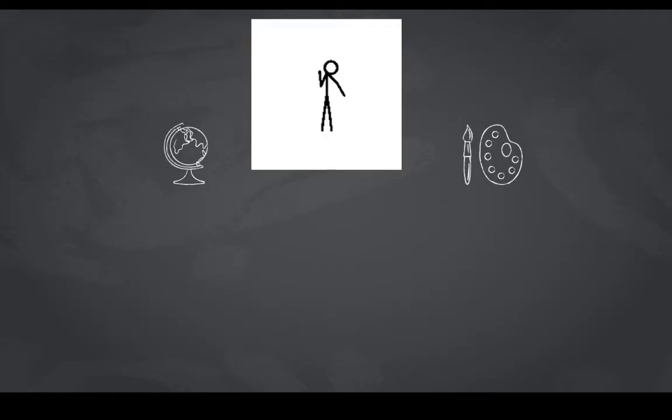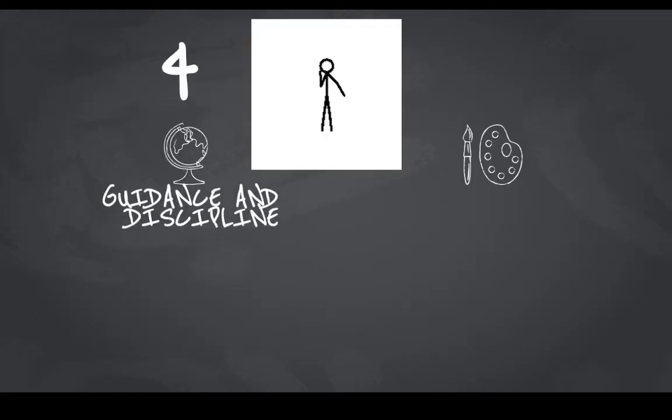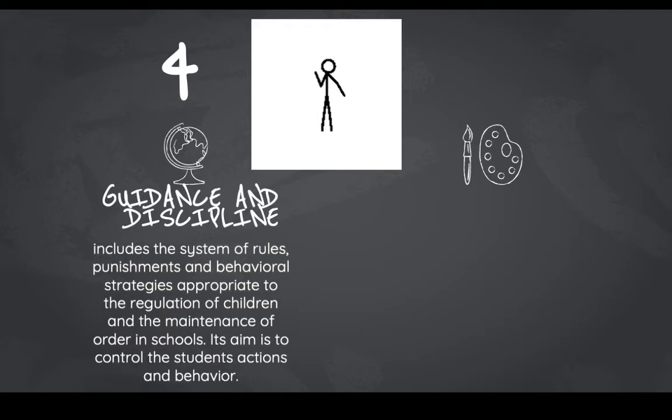Number four, we have guidance and discipline that includes the system of rules, punishment, and behavioral strategies appropriate to the regulation of children and maintenance of order in schools. Its aim is to control the students' actions and behavior. The responsibility of the school principal is for the guidance and counseling services in the school. They are the chief counselor.